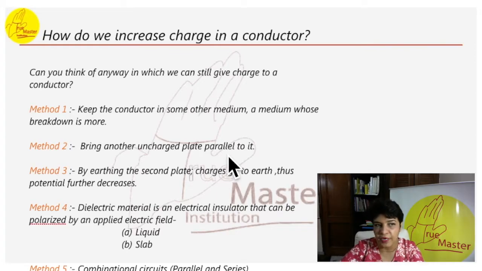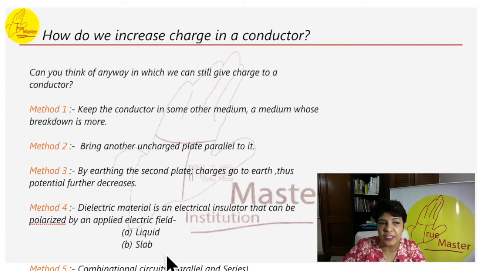Now comes the fourth point. Whenever we add a dielectric medium between these two plates, which can be a liquid or a slab or a combination, the electric field will reduce. Therefore, capacitance will increase. We will study the derivations and various formulas for this combination in the coming video.